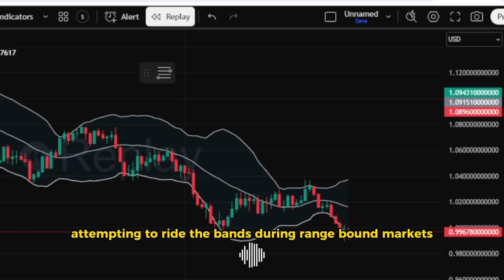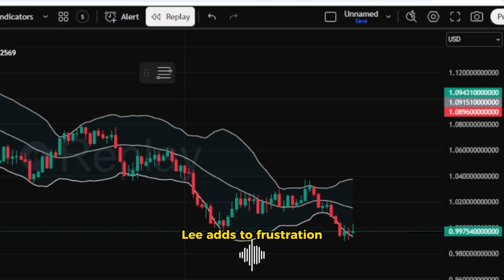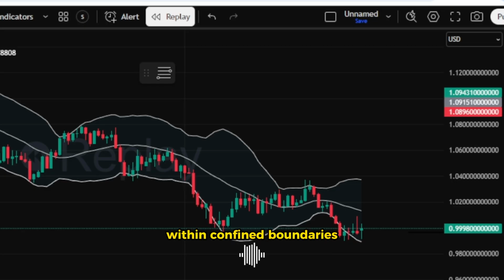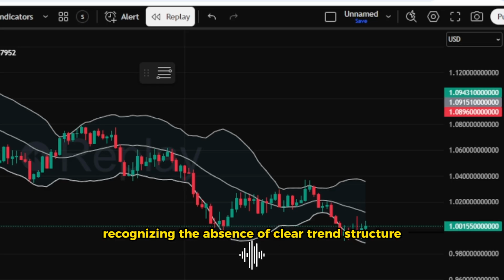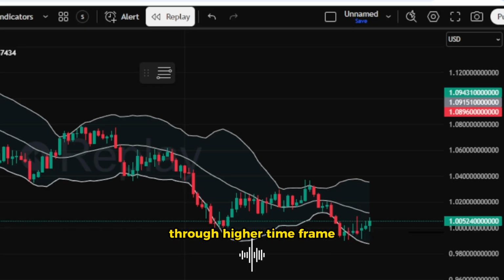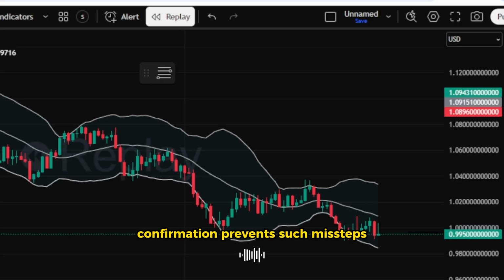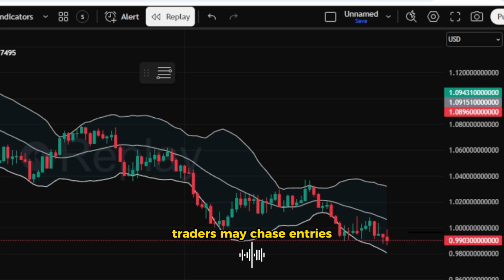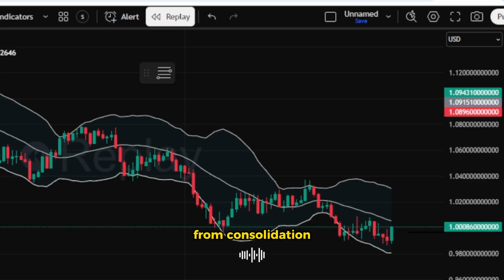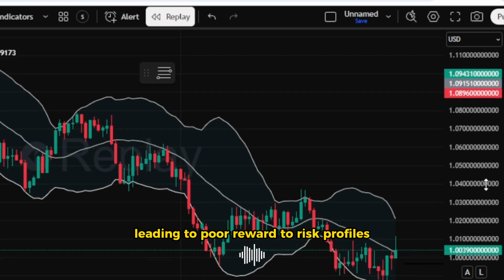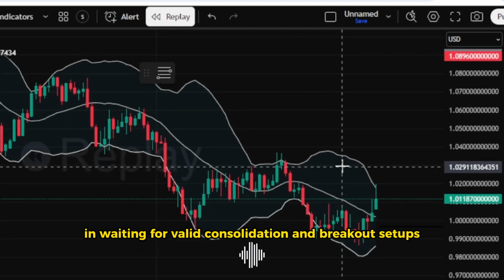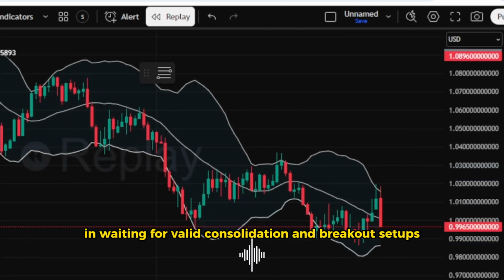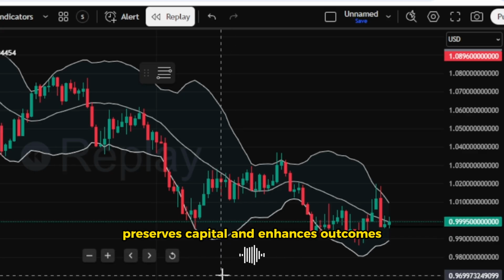Attempting to ride the bands during range-bound markets adds to frustration as price repeatedly reverses within confined boundaries. Recognizing the absence of clear trend structure through higher timeframe confirmation prevents such missteps. Overtrading is another frequent pitfall. Traders may chase entries after price has already extended significantly from consolidation, leading to poor reward to risk profiles. Patience in waiting for valid consolidation and breakout setups preserves capital and enhances outcomes.